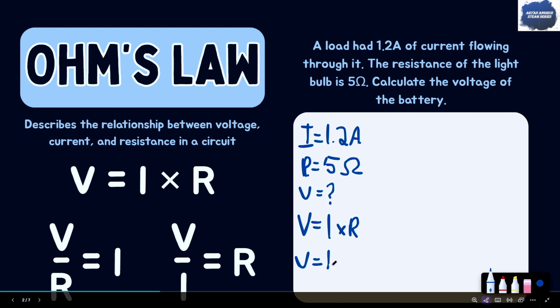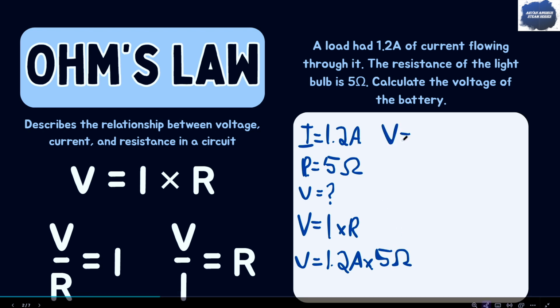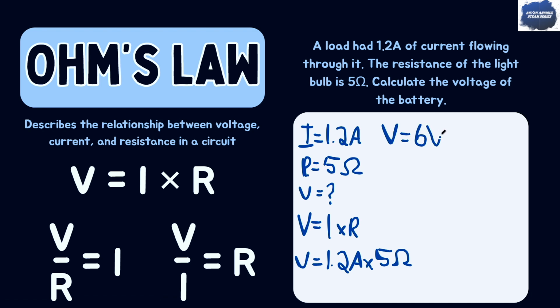voltage equals 1.2 amps times 5 ohms, and you calculate it, voltage would equal 6 volts. You write therefore statement, therefore the battery is 6 volts. There we go, not so hard.